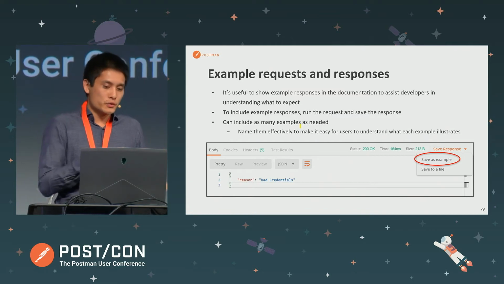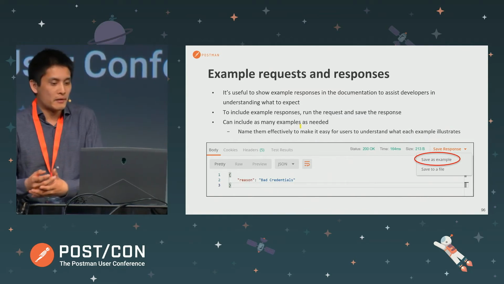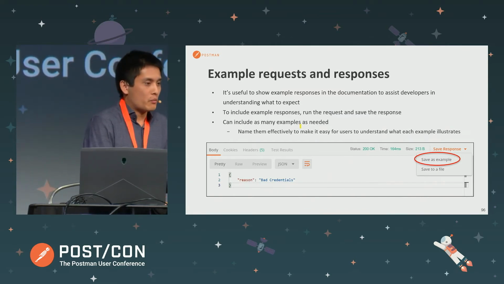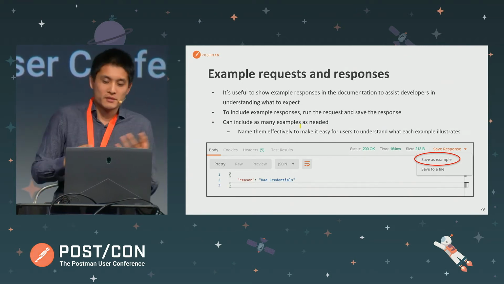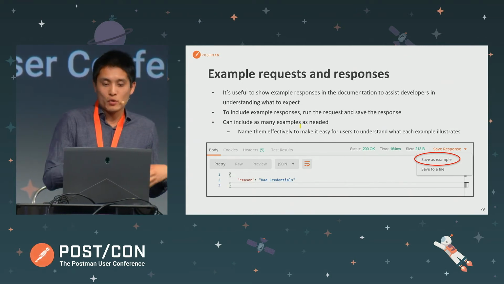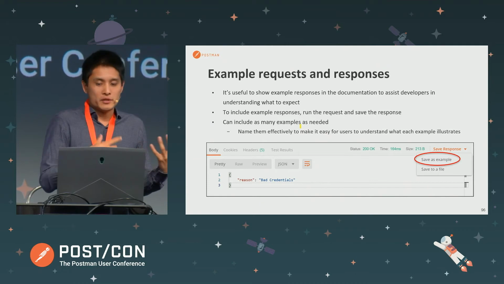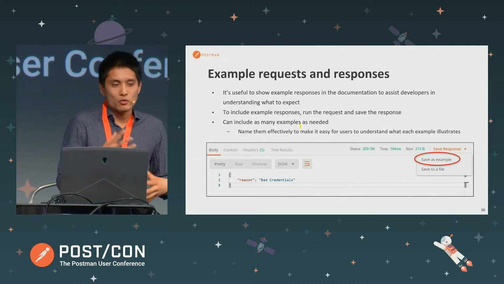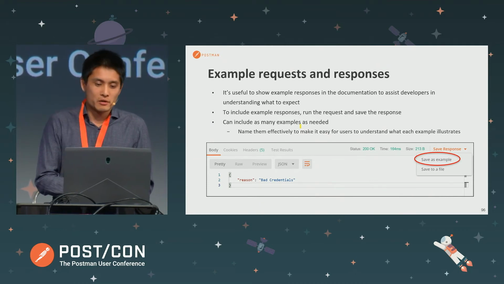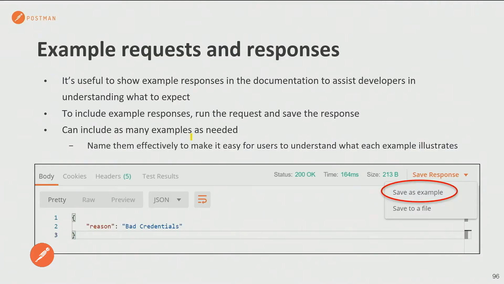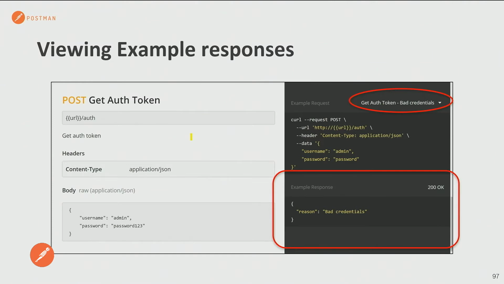So it's good to include many different examples, and name them effectively so that when users are looking at your documentation, they understand what each example illustrates. And then when developers are looking at documentation, they know what to expect from that particular request. And have examples for different scenarios. And you can see there, viewing the example responses, we select which one.